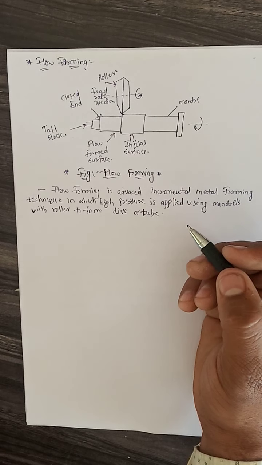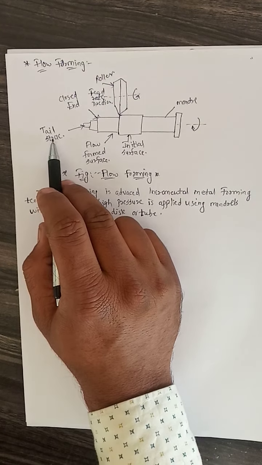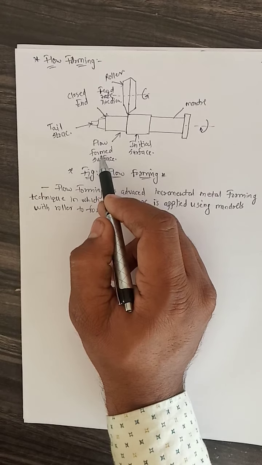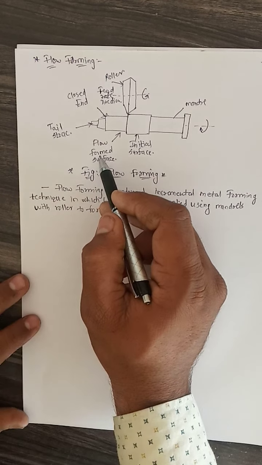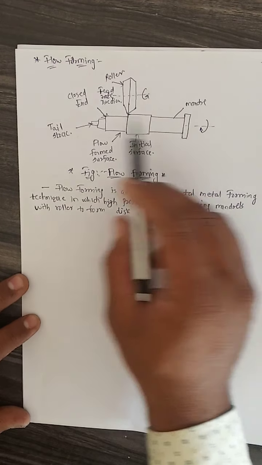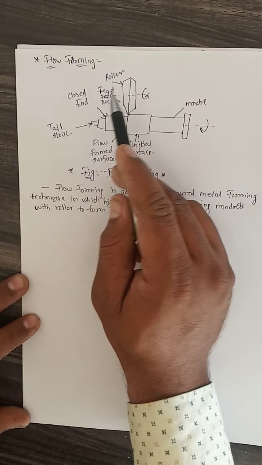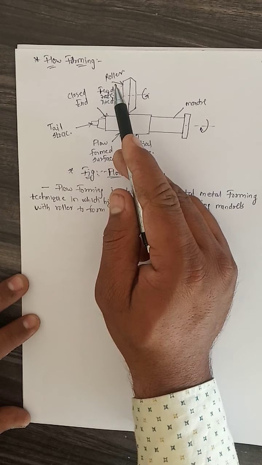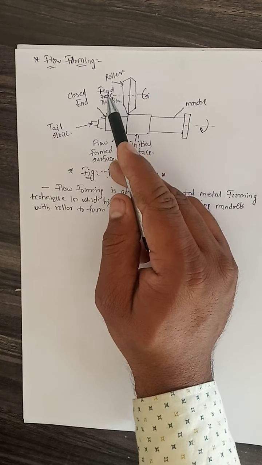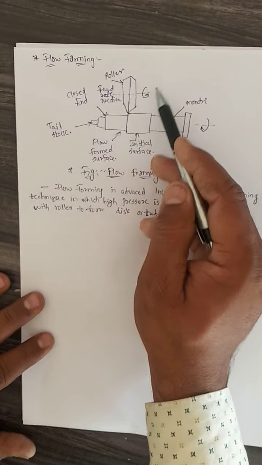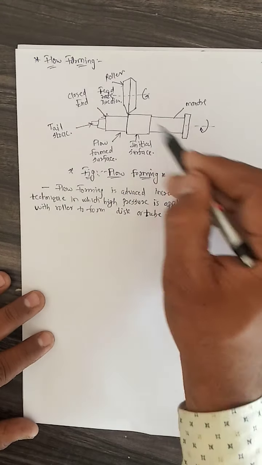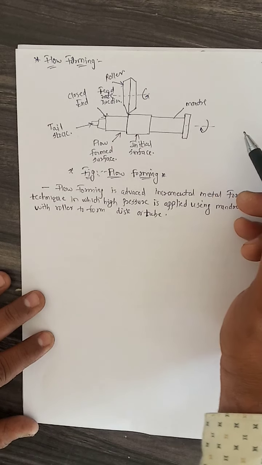I will first explain the components. The components are tailstock, flow formed surface, initial surface, closed end, roller, and feed rate direction, that is anti-clockwise, here clockwise.